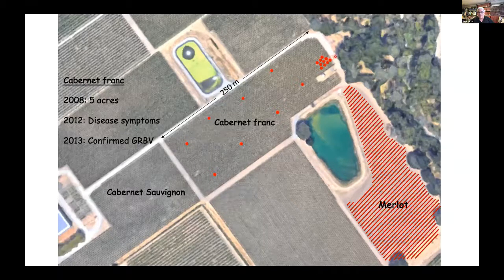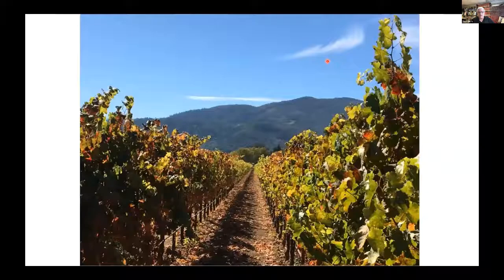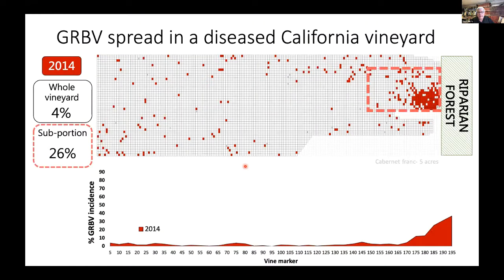I will position myself here where you see the laser pointer, with my back facing the riparian area and the camera facing along the row. And this is what I had observed. Basically, almost every vine from the edge of the vineyard within about 20-25 vines was symptomatic, and suddenly all the other vines were asymptomatic. And I was sure that this would suggest that something was emanating from the riparian area and transmitting the virus throughout the block, particularly here.